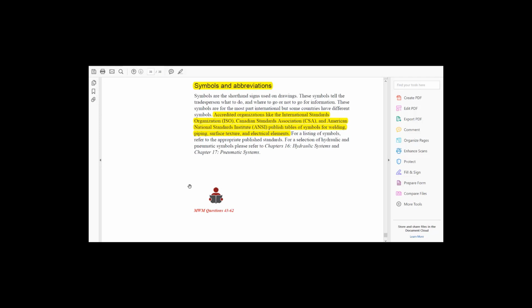And at the beginning, as the last exercise, I would like you to fill out questions 43 to 62 using Millwright Manual Chapter 3.